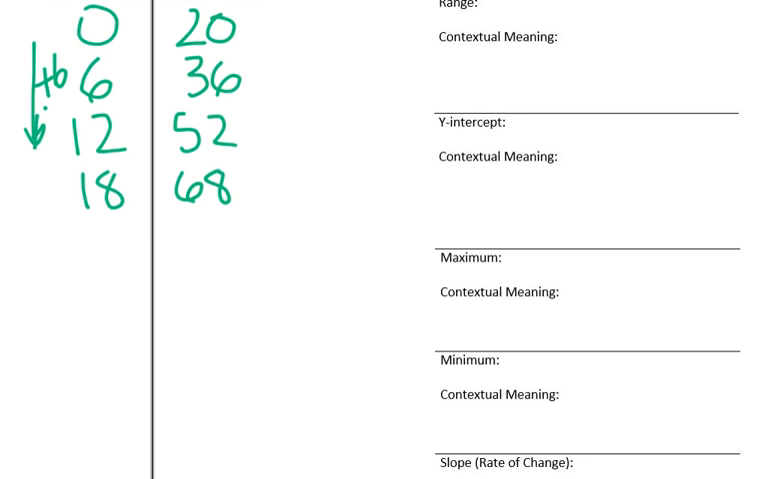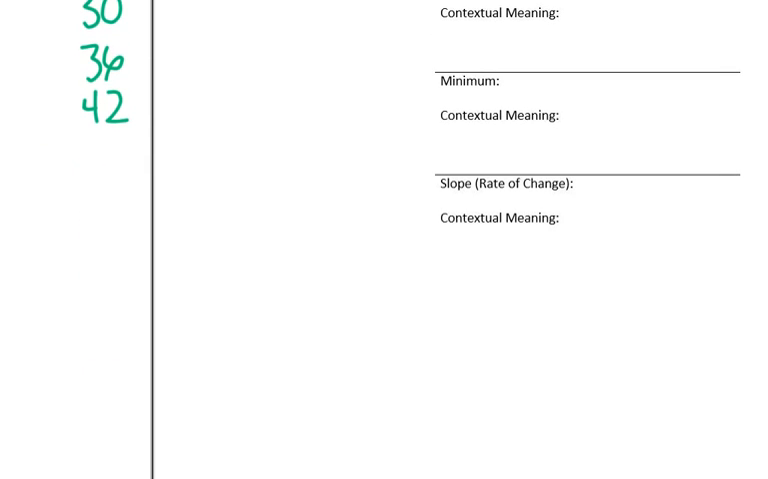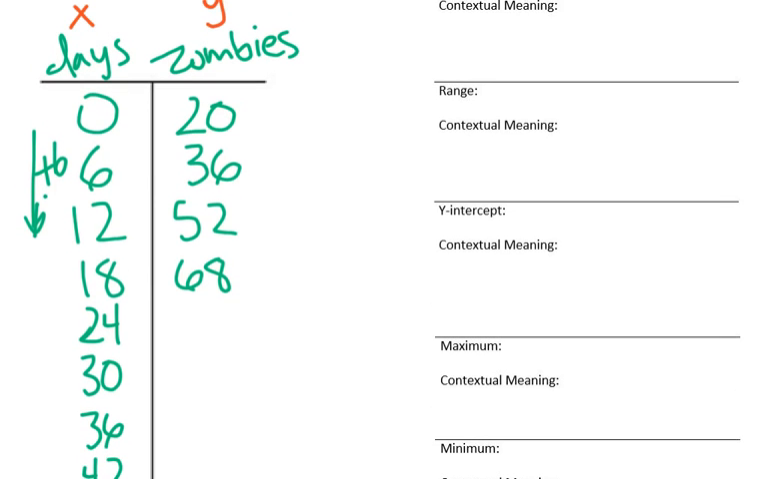So it'd be 18, 24, 30, 36, and so on. 42, 48, 54, and 60. And then down this other side, it looks like I'm adding 16 each time.